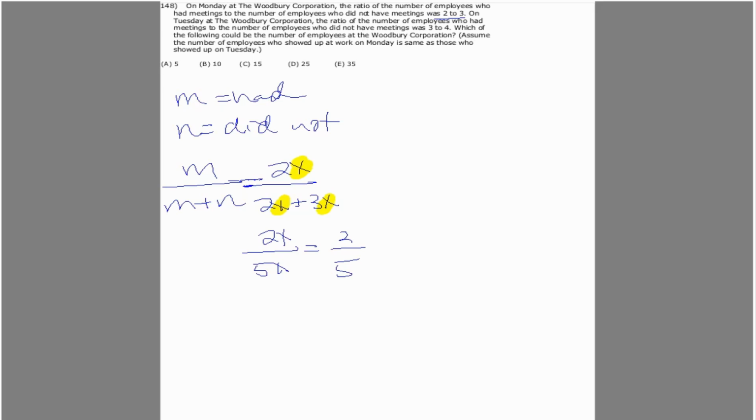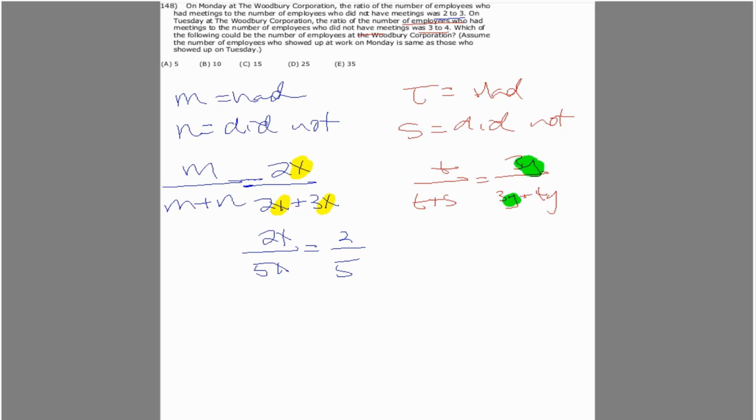And then on Tuesday, the ratio of employees who had to those who did not was 3 to 4. So again, I don't know, let's say T is the number who had on Tuesday, S is the number who did not have on Tuesday. So what we're looking for is T over T plus S, and we'll toss in another ratio multiplier. Never use the same ratio multiplier unless you know for sure it's the same. Again, what I do here, I just use the y to represent the fact that we have a ratio.